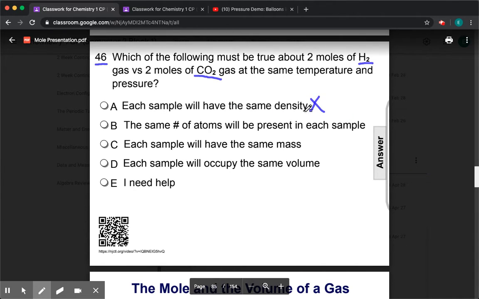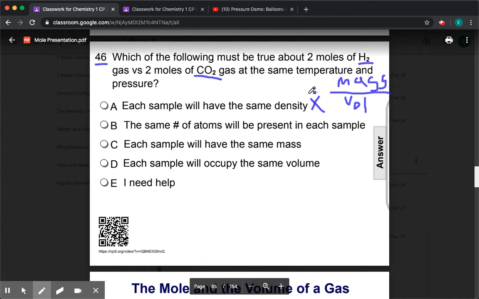What is density? Density is mass divided by volume. Okay? Density is mass divided by volume. Both gases will have the same volume if they're at the same temperature and pressure. However, they will not have the same mass.